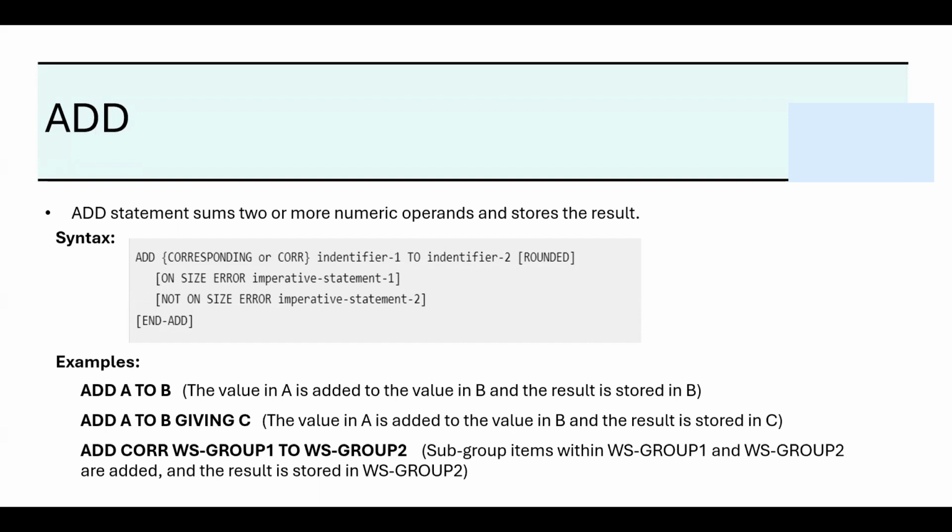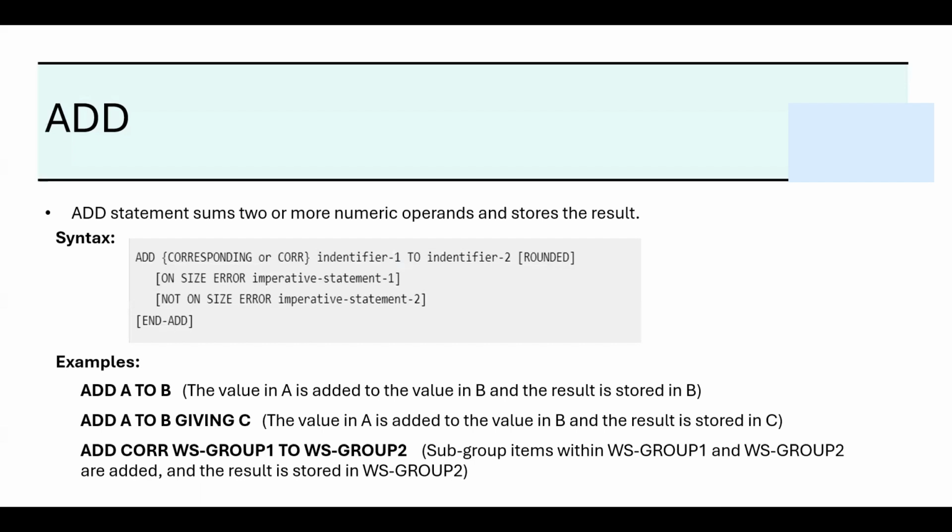Store the result either in the operand or in a separate variable by using the GIVING clause. It is a new thing, and I will explain it with a practical example. As in the example on the screen: ADD A TO B sums A and B and stores the value in B. ADD A AND B GIVING C means sum A and B, but the result will be stored in C.